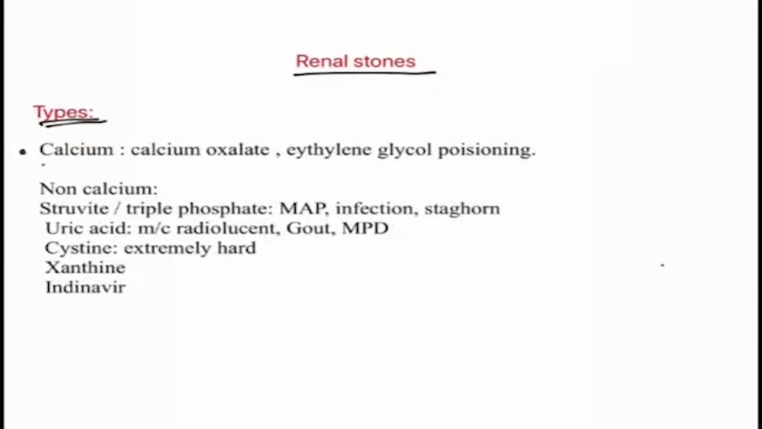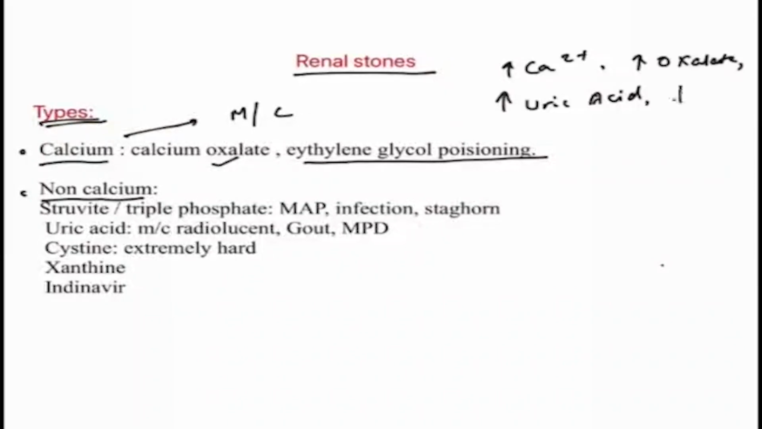Calcium stones occur whenever there is increased calcium in the blood or increased oxalate or increased uric acid or decreased citrate, because citrate is useful to bind the calcium. So whenever there is decrease in citrate, it causes increased calcium and it causes calcium stones or renal calcium deposits, which are also known as urolithiasis.